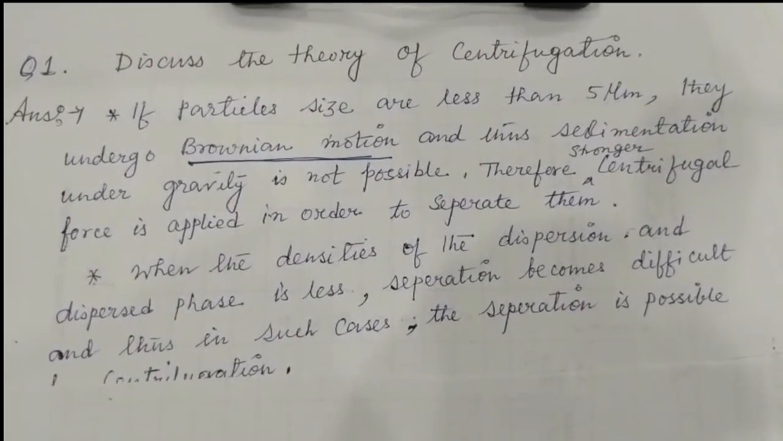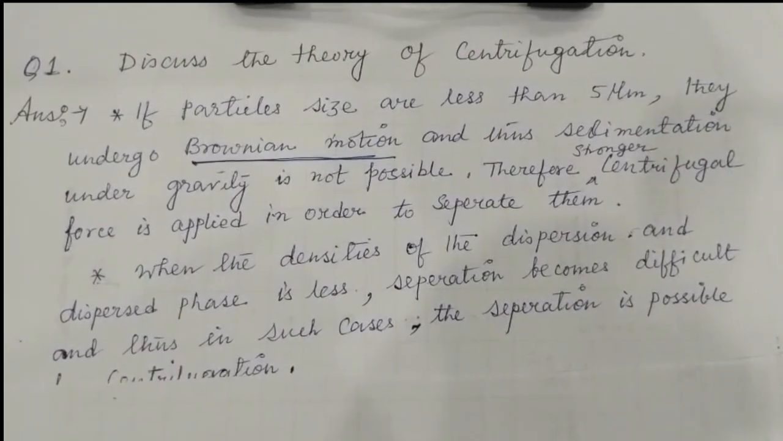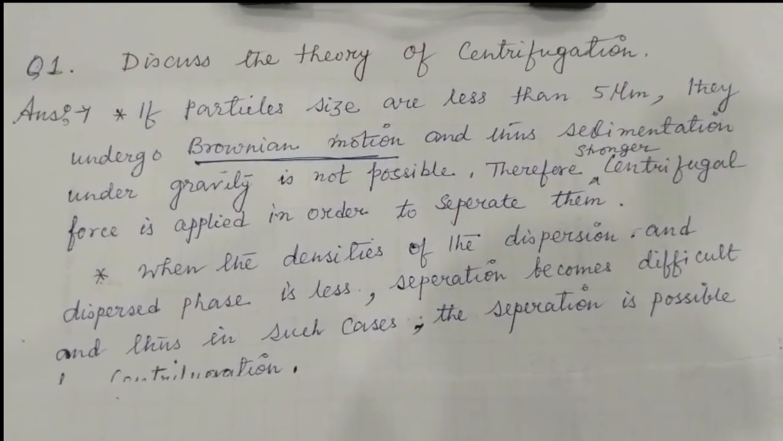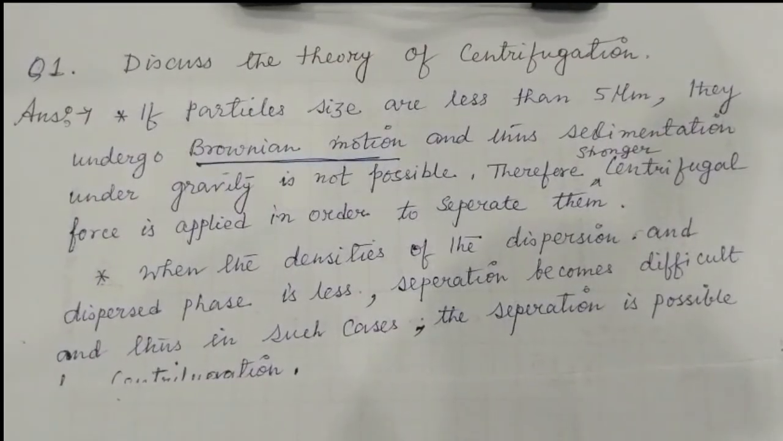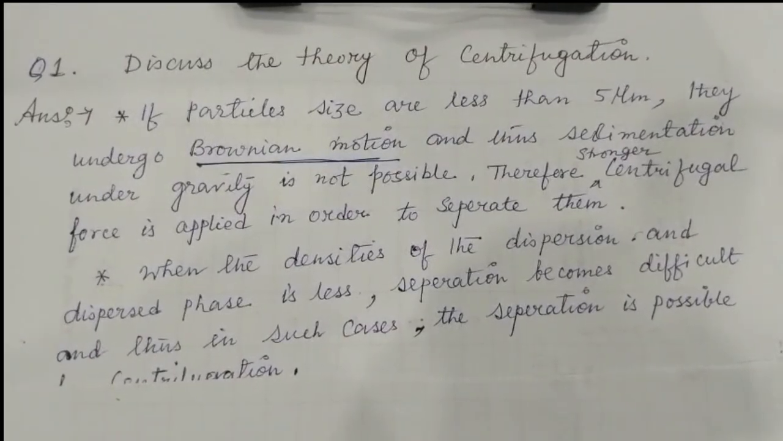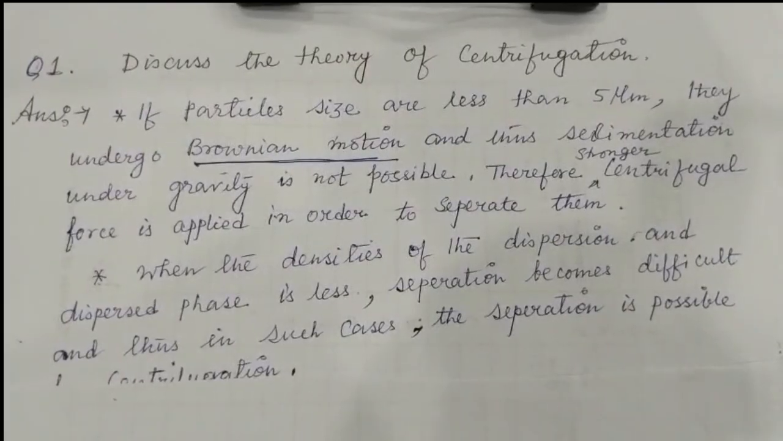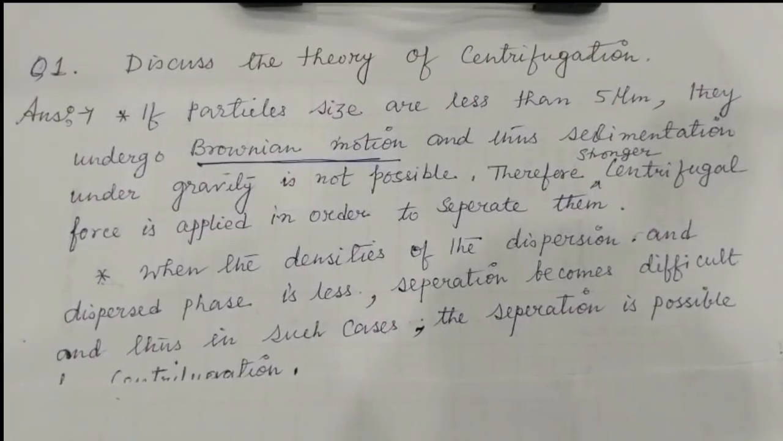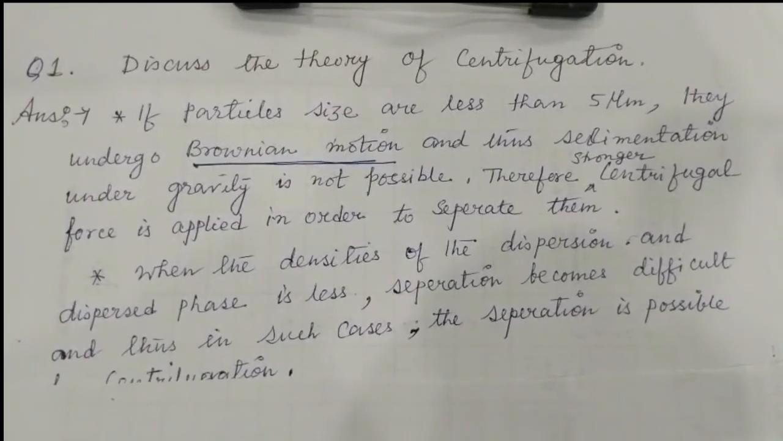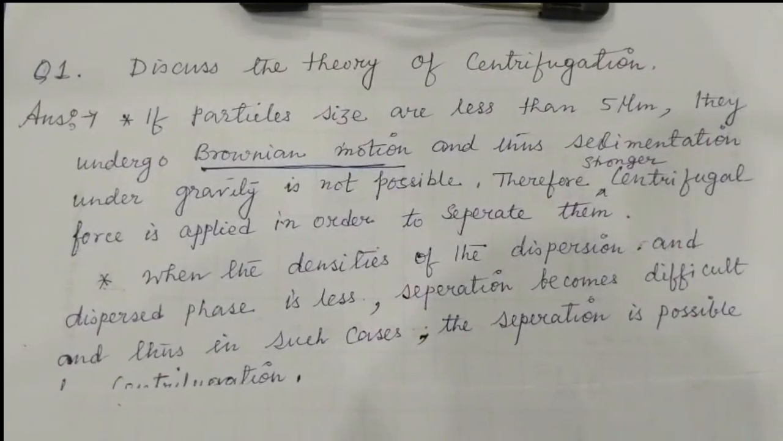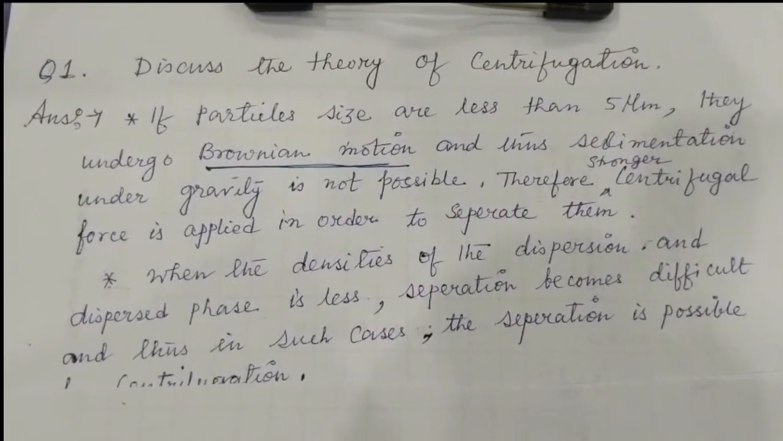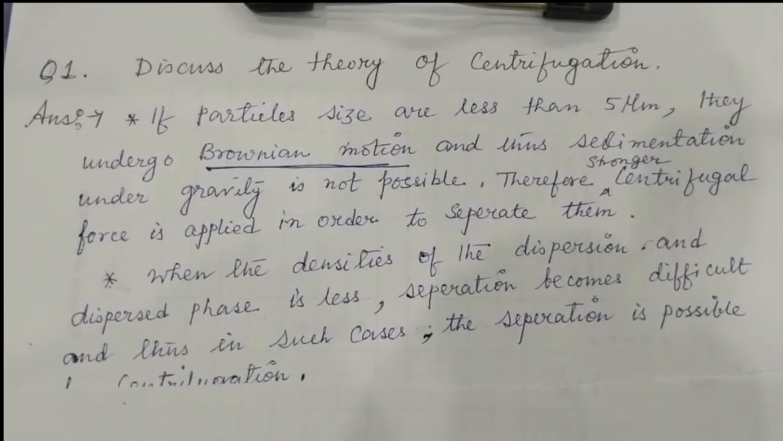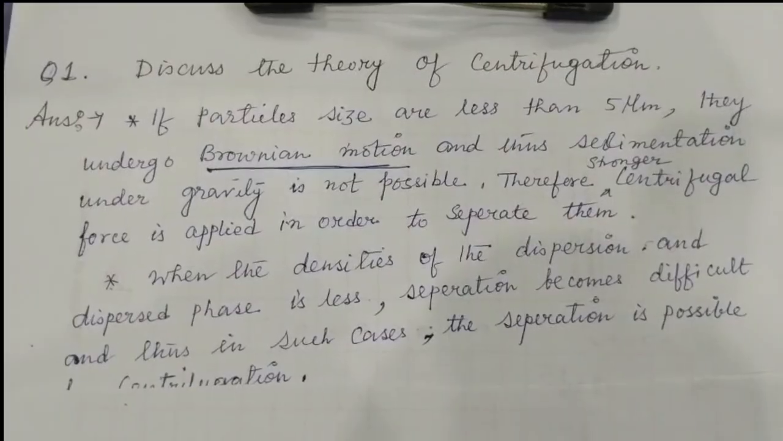In which cases do centrifugal forces come under consideration? If the particle size is less than 5 microns, they do not settle due to gravity and they undergo Brownian motion. In such cases, we have to go for stronger forces like centrifugal force in order to separate them. When the densities of the dispersion and dispersed phase are close, separation becomes difficult, and in such cases separation is possible by centrifugation.